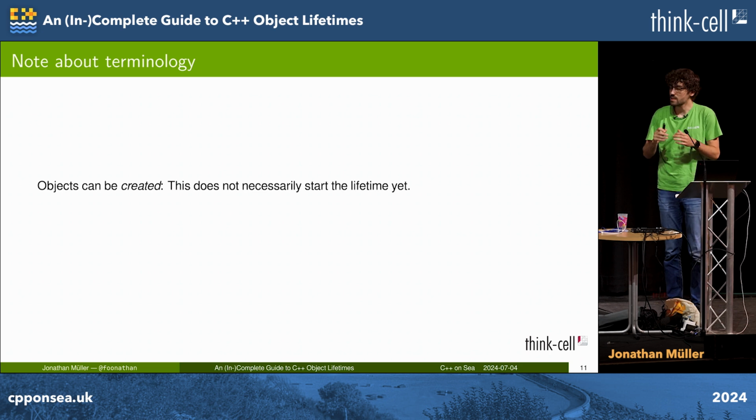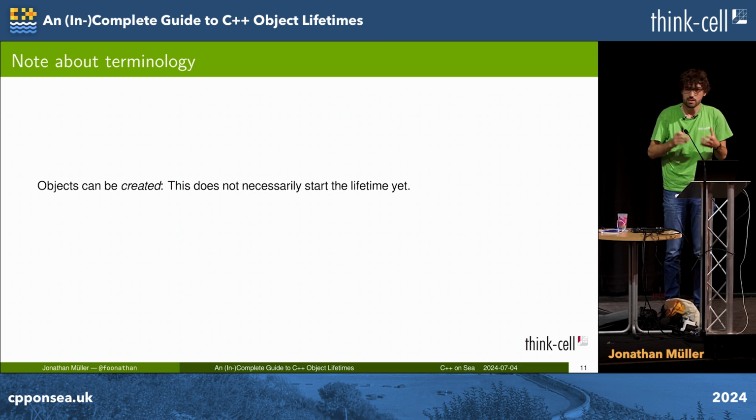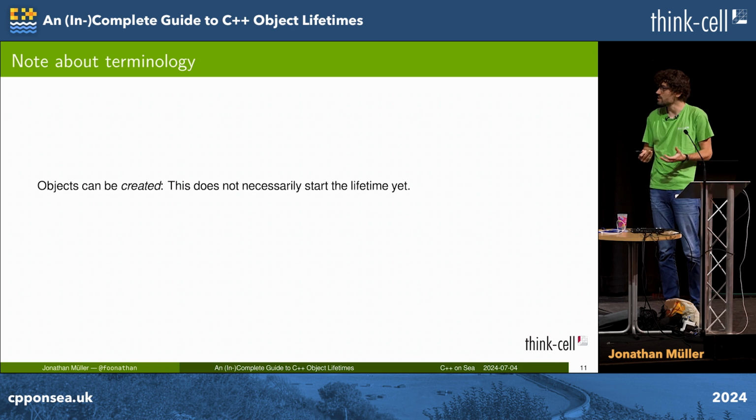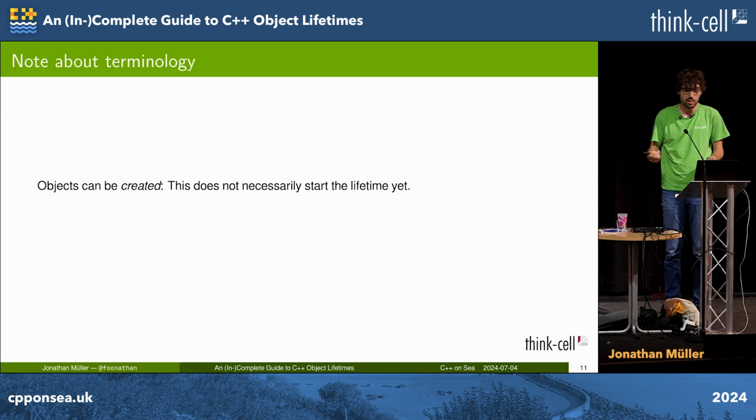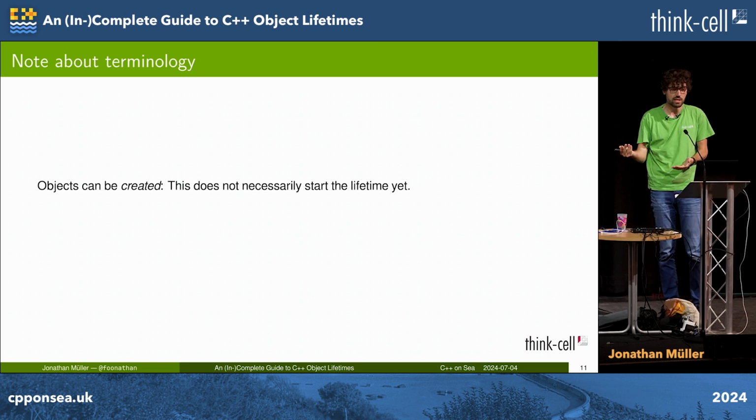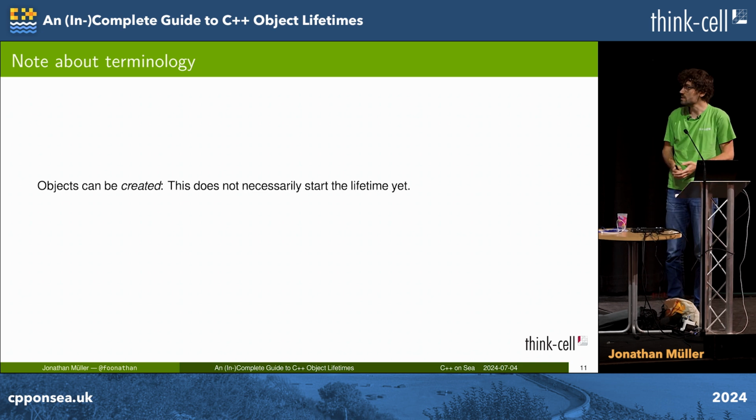Now, the terminology in the standard is a bit confusing. The standard talks about the creation of an object. This essentially just means that we declare an object. We now have a thing which we can assign properties to, but it does not necessarily start the lifetime. We can imagine that the declaration of a thread local variable, as we'll later see, will create an object, but no object physically exists until we actually launch a thread, right? We have an object, we created it so we can talk about it, but we didn't do anything at runtime.